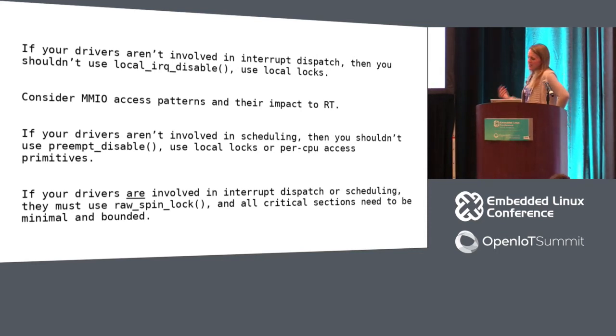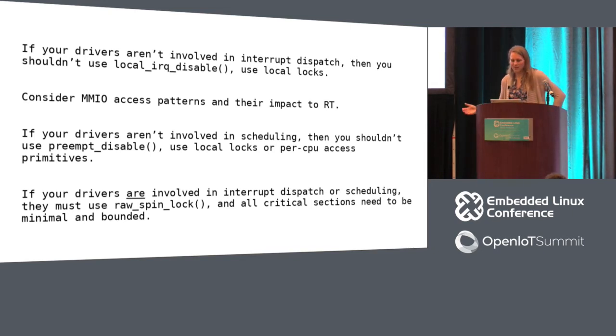If your drivers aren't involved in scheduling, then you probably shouldn't be using preempt disable. Instead, use per CPU accessors. The RT patch also introduces a different set of per CPU accessors called get local var and put local var. And those are access primitives that allow you to do per CPU access that only disable migration and don't disable preemption. That might be an option for you.